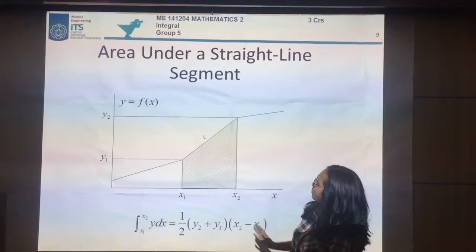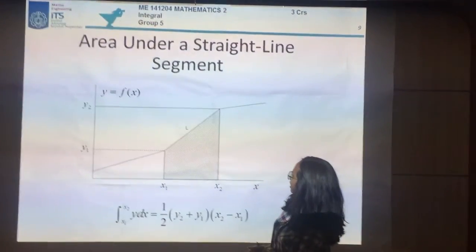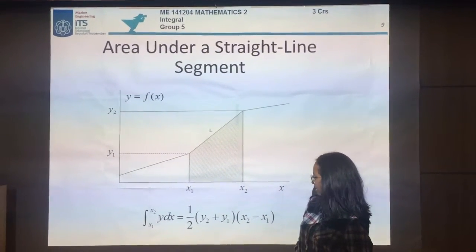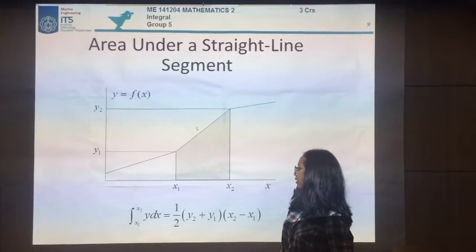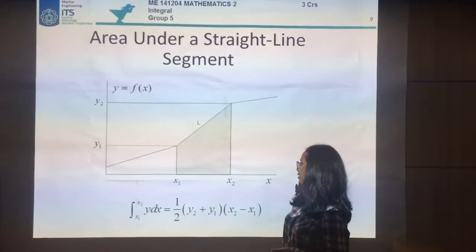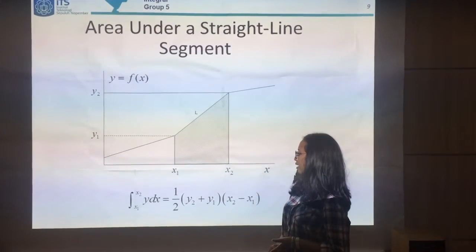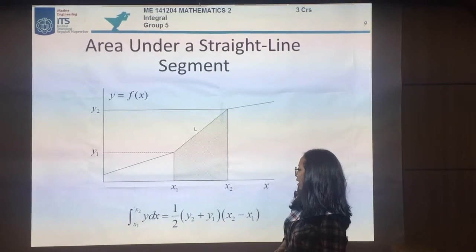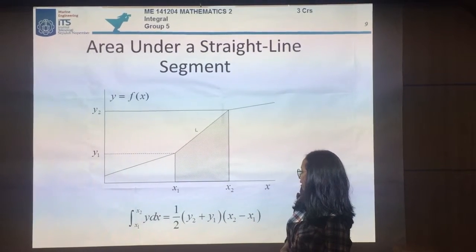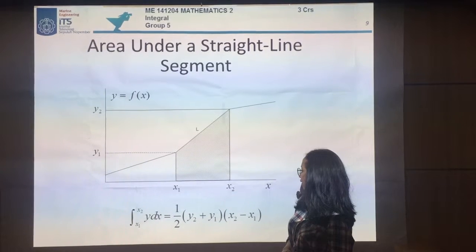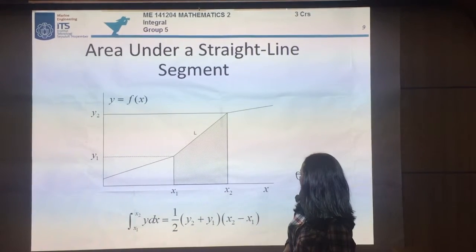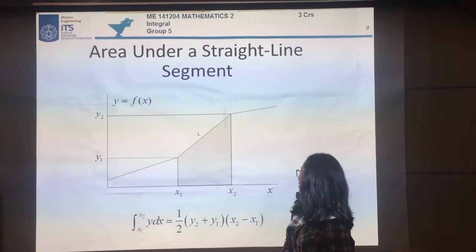So this is the example for calculating the underlying area. For this example, the integral formula will be the integral of y dx with the range x1 to x2 is equal to half times (y2 plus y1) times (x2 minus x1).